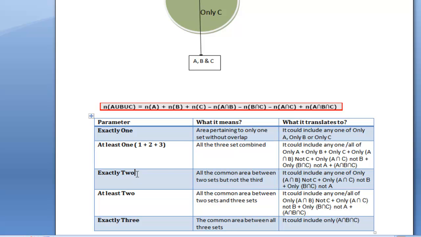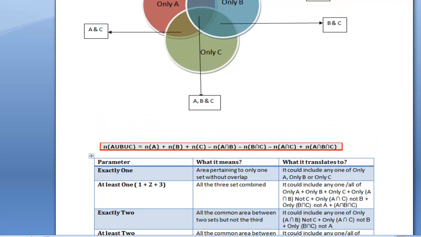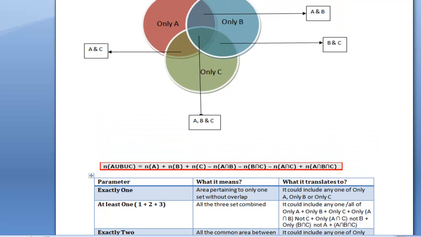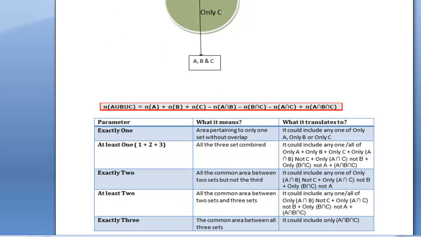Exactly 2 is those people who are taking exactly 2 examinations. That is why I have represented it as all the common area between two sets but not the third. I should not be taking the third set here at all. So the common area which encompasses exactly 2 will include A and B, B and C, and A and C. At least 2 will include all what we saw in the previous case plus n of A intersection B intersection C. This portion, which is left out in exactly 2, should be added here, and that is the difference between at least and exactly.